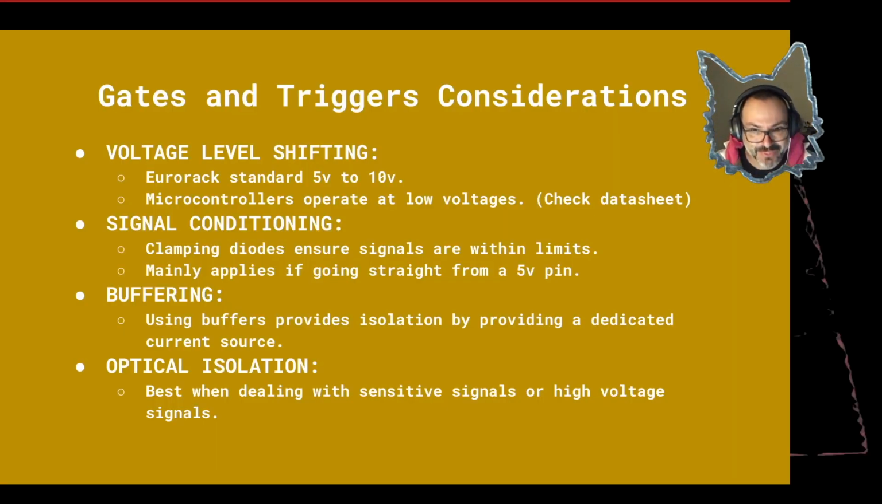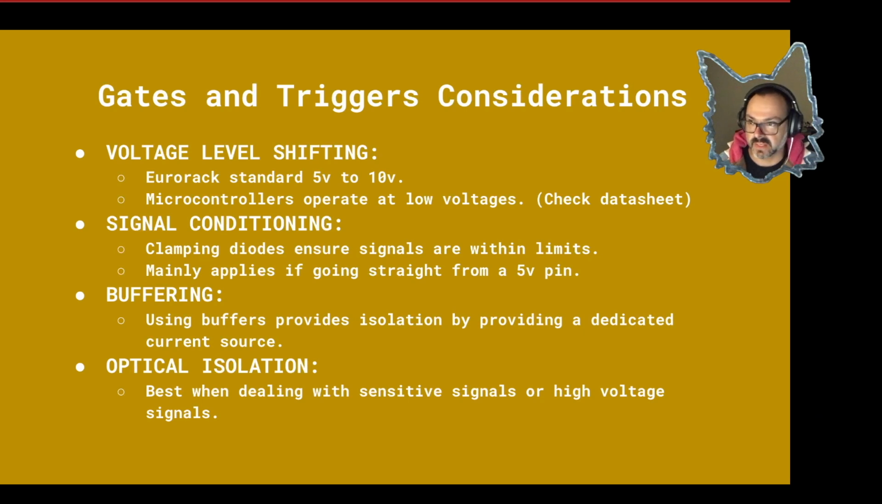Okay, so here are a few things to consider when working with triggers and gates. The first one is voltage level shifting. In the Eurorack world, we expect triggers and gates to be somewhere between 5 and 10 volts. It could even be a little bit lower, but we're going to assume 5 volts because 5 volts is likely going to work everywhere. However, our microcontroller is operating at 3.3 volts. And so in order to get it to that level, we're going to have to amplify it.